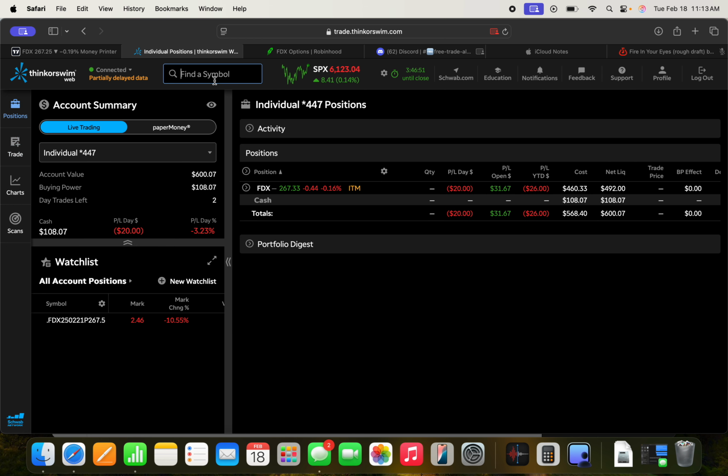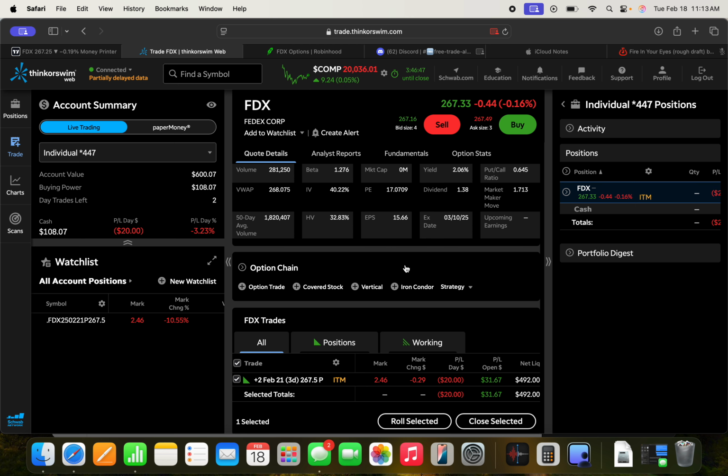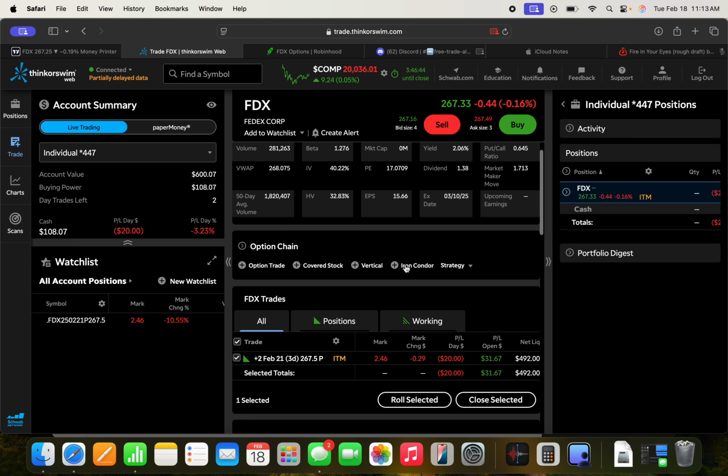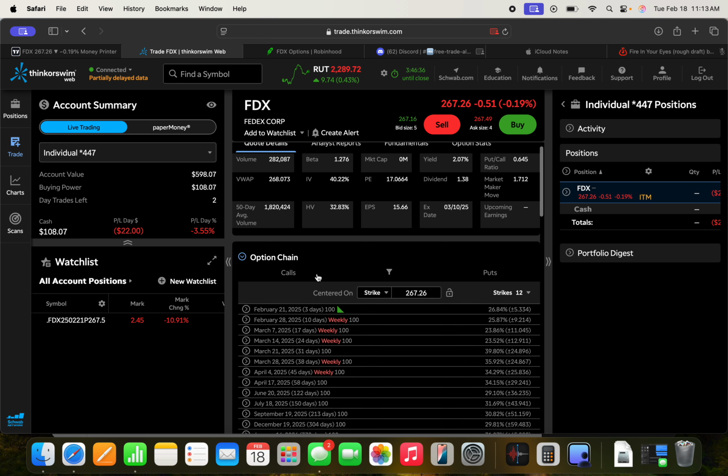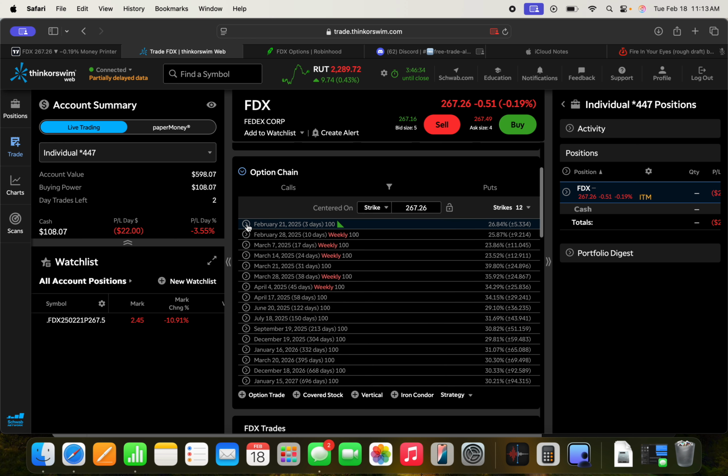So positions, find symbol, FDX, click it. It opens up like this on Thinkorswim. I'm gonna find where it says options chain, which on the computer it shows right here, options chain. Click it like that. Find the expiration date, says February 21st. Open it up.